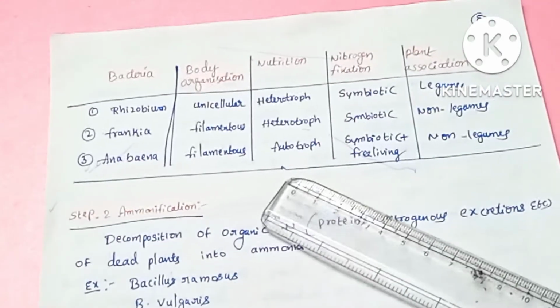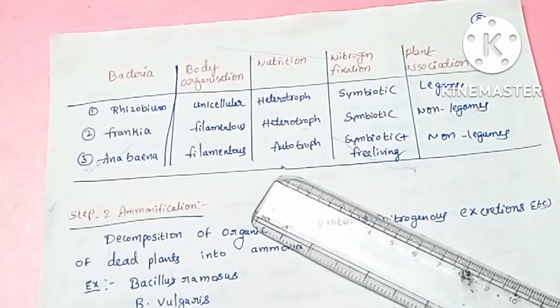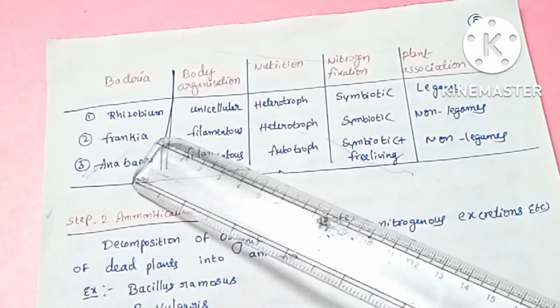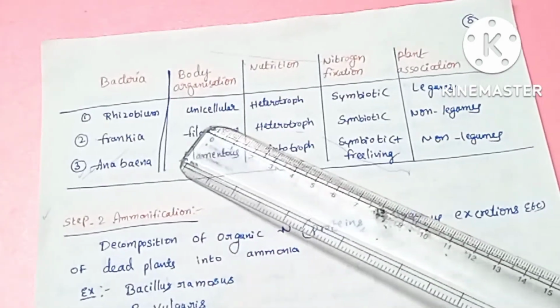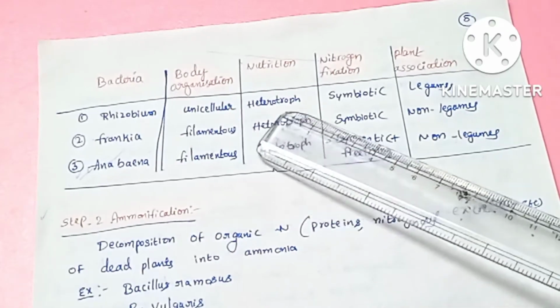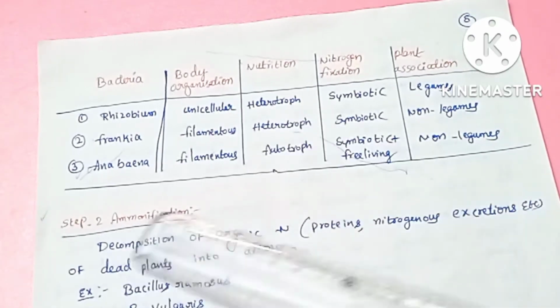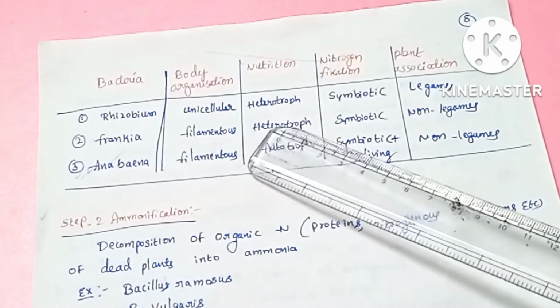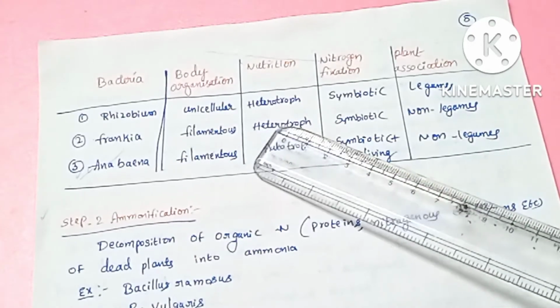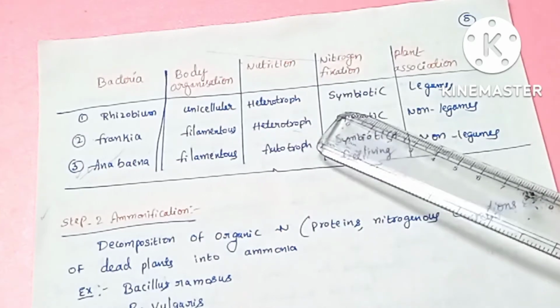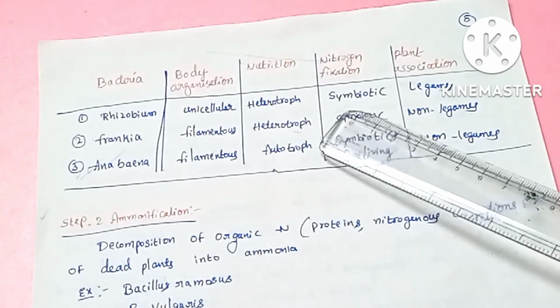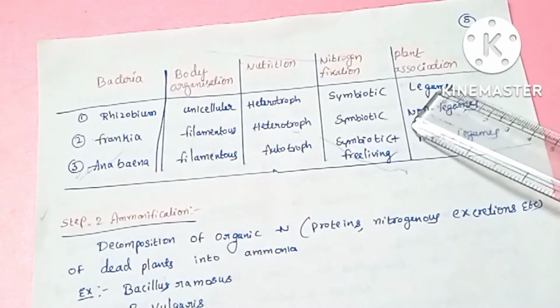So this is about the table. Already we have learned about the examples, right? That is a simple table. This is Rhizobium. It is in unicellular form and it is a heterotroph. All the bacteria are heterotrophs only except these cyanobacteria. Heterotroph means they cannot prepare their own food material. They will depend upon other organisms. Here, they show symbiotic association with the leguminous plants.